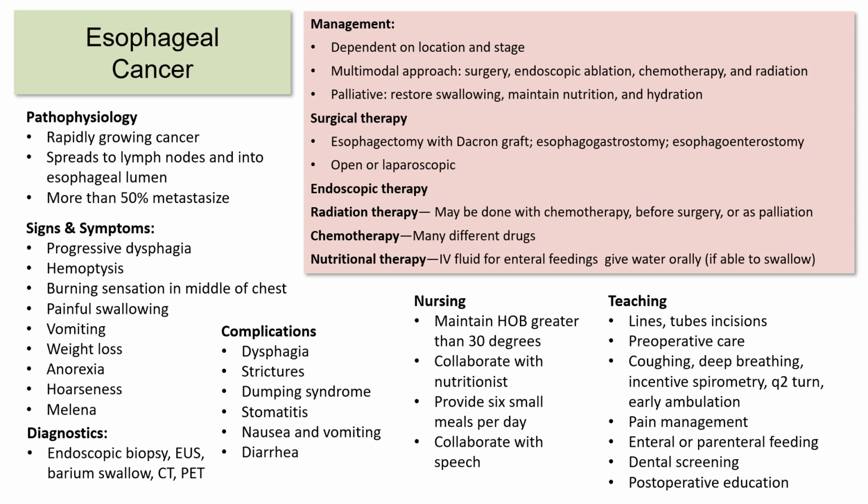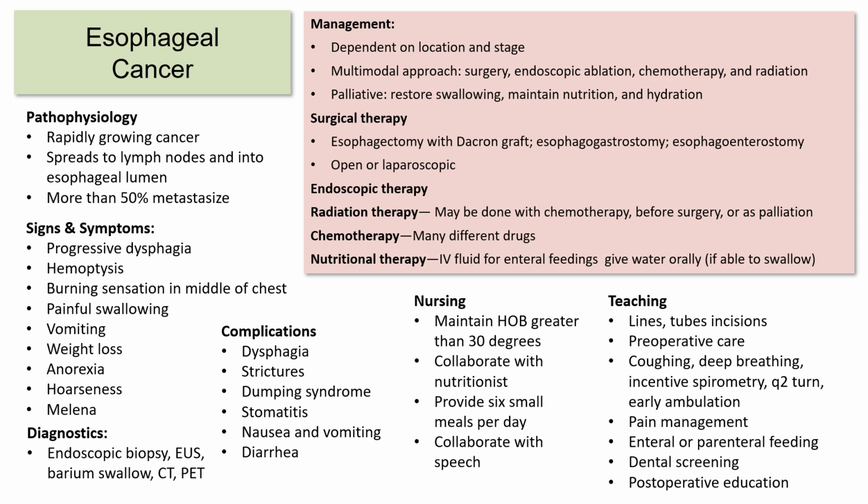Okay, so diagnostics. We're going to do our EGD, where we go in and take a look. We can do an endoscopic ultrasound, barium swallow, CT, and PET scan. So management, again, we would prefer surgery because it's cancer, but it's really going to depend on the location, the stage of the cancer, and the goal. If a patient who is 75 years old with esophageal cancer, a big extensive surgery may not be the priority for that patient, and what they want. So there's all different types of approaches that they can go with this.